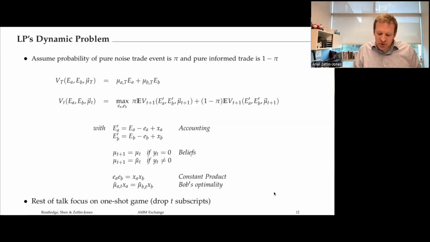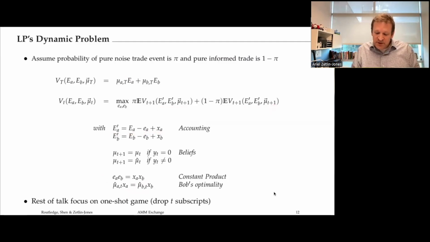How does that affect you? You gave up EA tokens today. You end up the period with XA depending on the realized trade of the trader. You kept EA off exchange. So in the end, you have EA prime tokens tomorrow. You start the next period with those tokens. It's the same for EB. And then you generate some new belief, mu hat T plus 1.